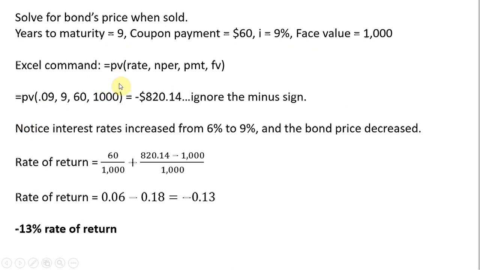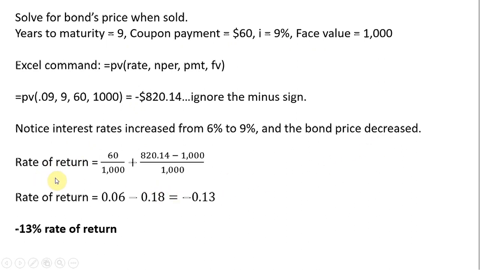So here the rate now, the interest rates in the economy, are 9% or 0.09. There's 9 years left to maturity. The coupon payment is $60, and when the bond matures, you'll get the $1,000 face value back. Plugging that into a cell in Excel, you will get a price of $820.14. Just ignore the minus sign. So that's what this bond will sell for 1 year from now, $820.14 when interest rates rise. And you'll notice here, as interest rates increased, the bond price decreased.